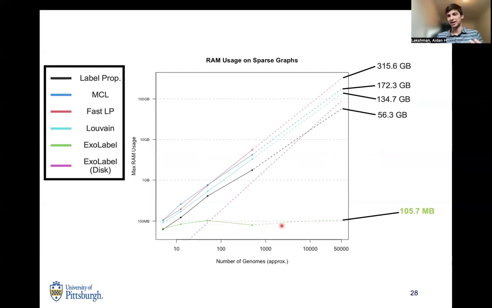Now, of course, we're not getting that for free. I'm not just creating memory out of nowhere. We do pay for it in disk space, and you can see in purple that EXO-label does consume a projected 90 gigs of disk space, which is a lot. And that scaling is non-trivial.